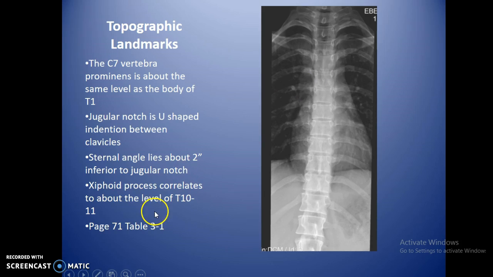Xiphoid process correlates to about the level of T10, T11, so if you want to check that to make sure that's on there. At the bottom of your image, it should be low enough that you still get 11 and 12 on there. Again, I think this page is outdated here, so we'll double check that.